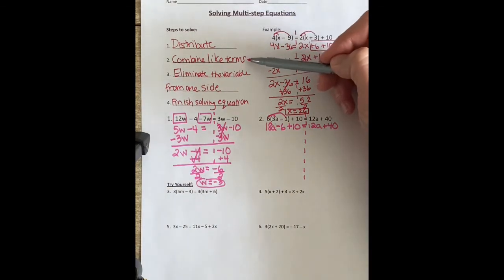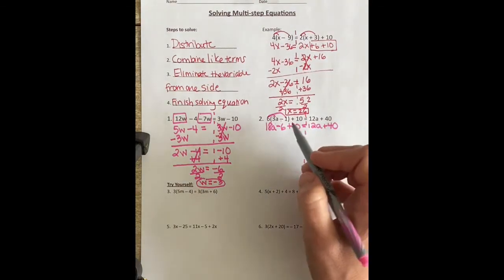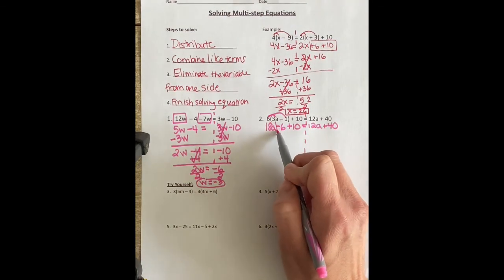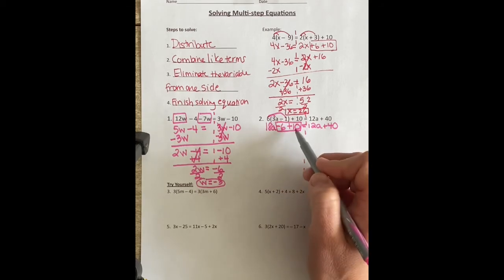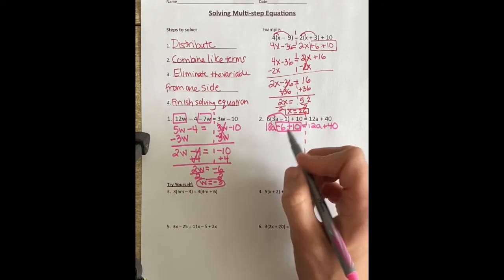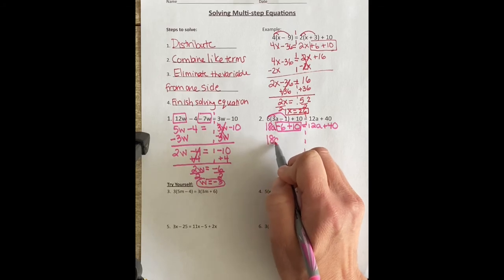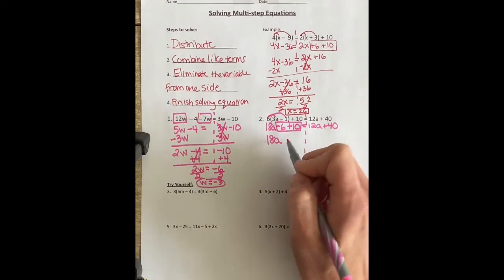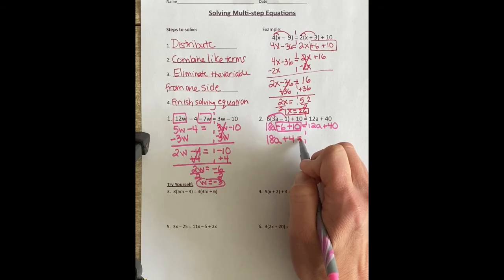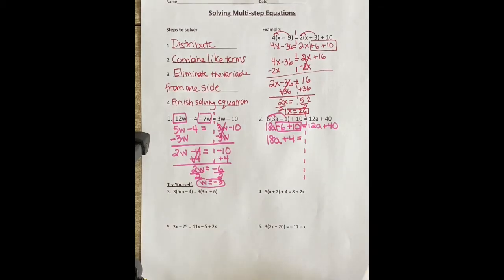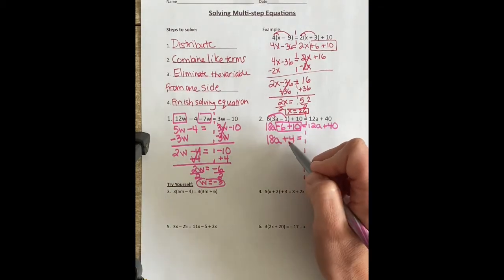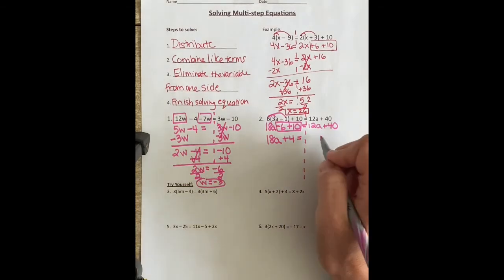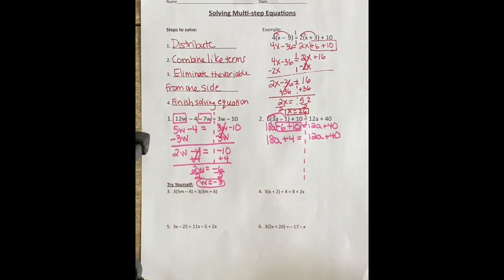So step 2, can I combine like terms? Yes, I can. I see on my left side I have negative 6 and positive 10 that are constants, so they can combine together. So my 18a gets brought down. Negative 6 and positive 10 is positive 4 because they're different signs, so we're subtracting. Since 10 is greater than 6, we're keeping that positive sign. And then on my right side, there's nothing to combine because 12a and 40 are unlike terms, so I would just bring it down. So step 3, eliminate the variable from one side.